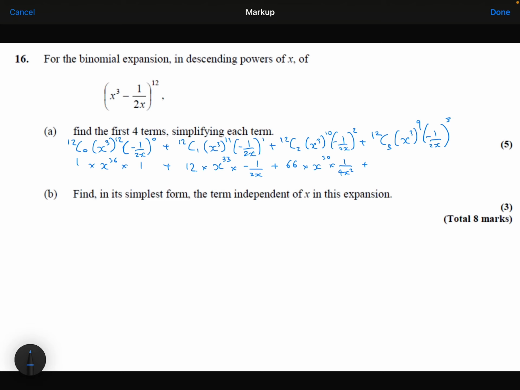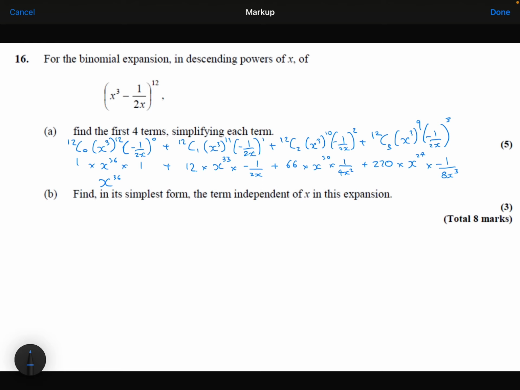12c3 is 220. (x cubed) to the power 9 is x to the power 27, times (minus 1 over 2x) to the power 3, which is minus 1 over 8x cubed. Now to simplify each of those terms, the 1 times x to the power 36 times 1 is x to the power 36.